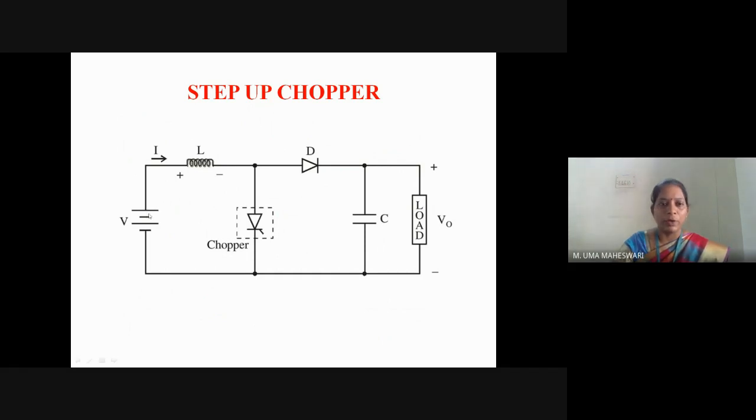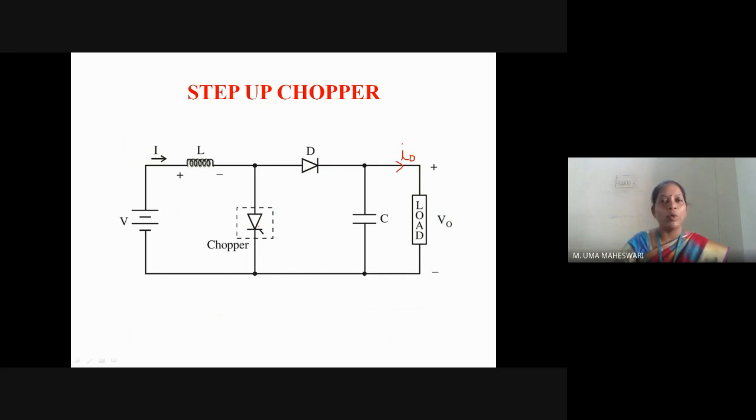In this step-up chopper circuit, the positive is connected to the inductance, and the chopper is connected in this inverted manner across the source. There is a diode connected in the circuit and a capacitor C connected across the load. The output voltage across the load is represented by V naught, positive here, negative here, and the output current through the load is represented by I naught. I represents the source current, and the switch we have selected here is an SCR as the chopper switch.